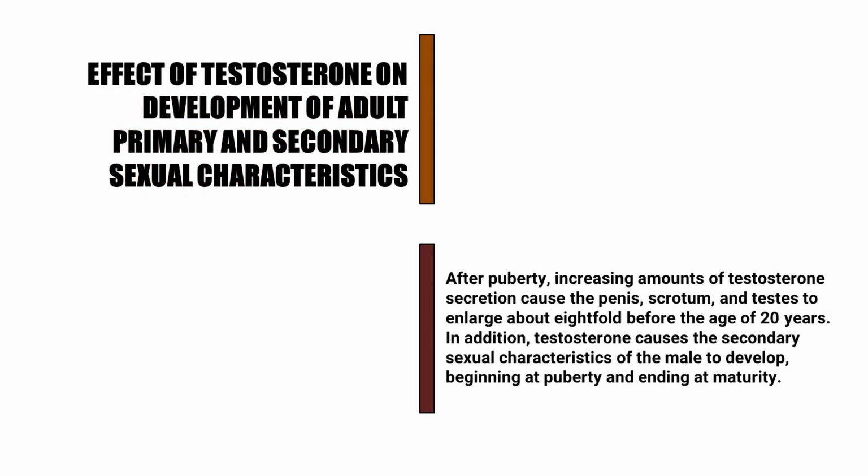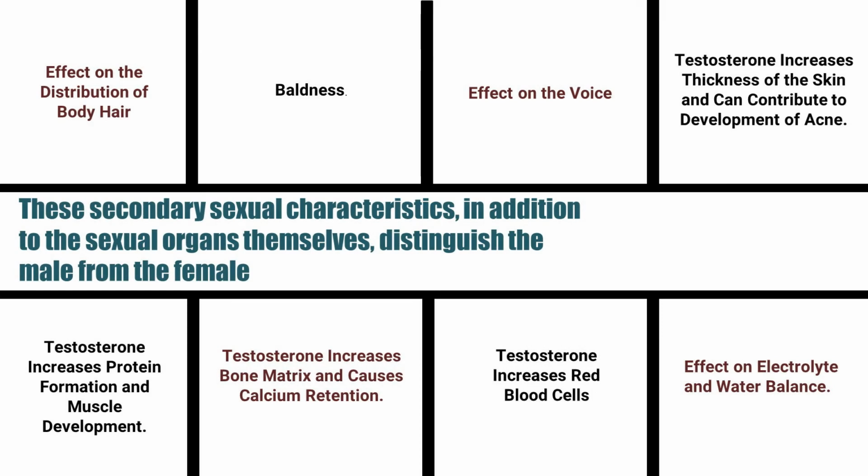Next is the effect of testosterone on development of adult primary and secondary sexual characteristics. After puberty, increasing amounts of testosterone secretion cause the penis, scrotum, and testes to enlarge about 8-fold before the age of 20 years. Furthermore, it will cause the development of secondary sexual characteristics of the males, beginning at puberty and ending at maturity. These secondary sexual characteristics, in addition to the sexual organs themselves, distinguish the males from the females.